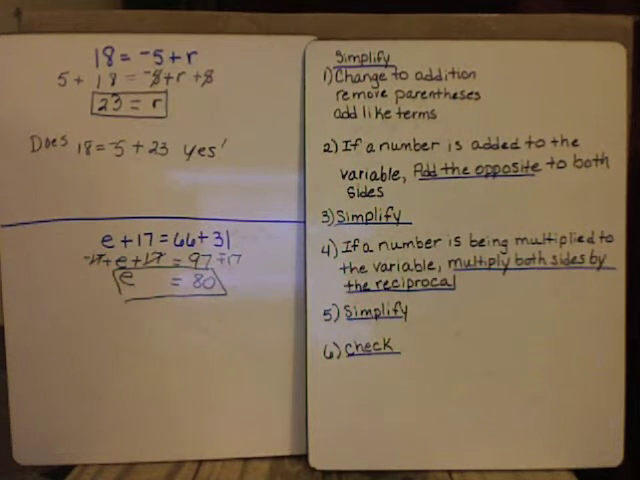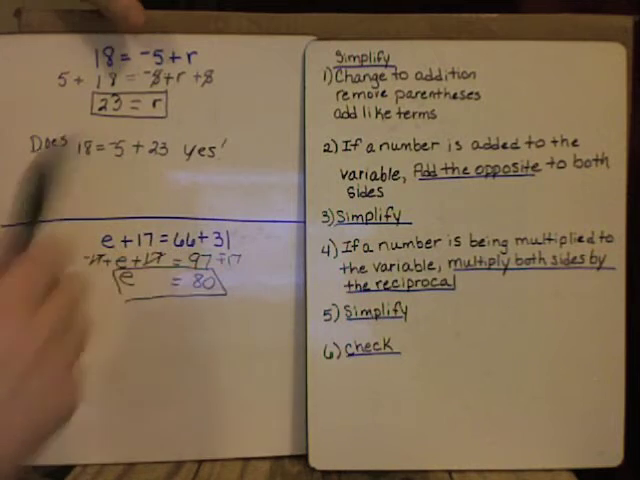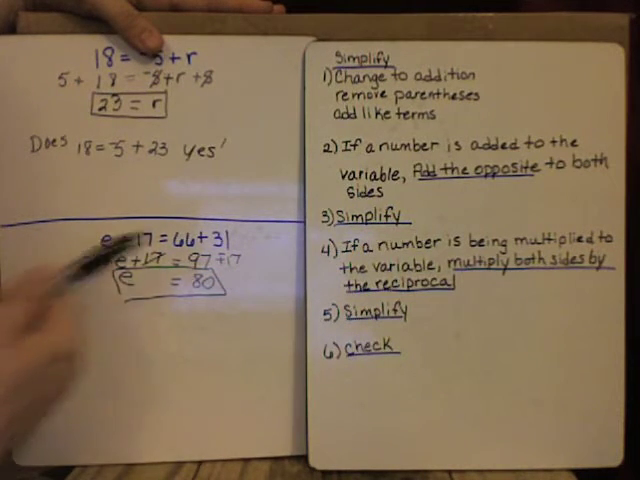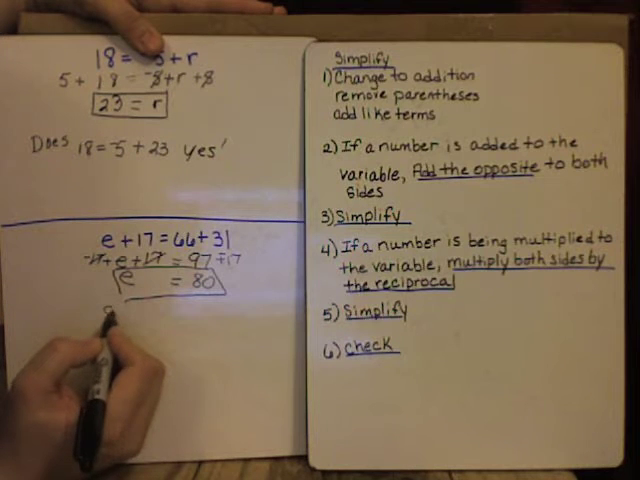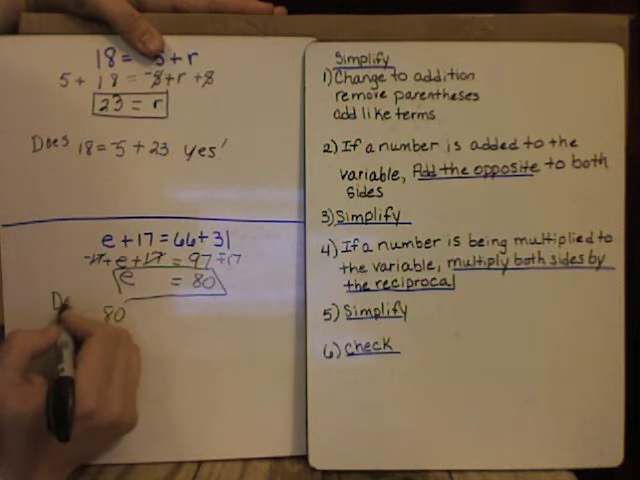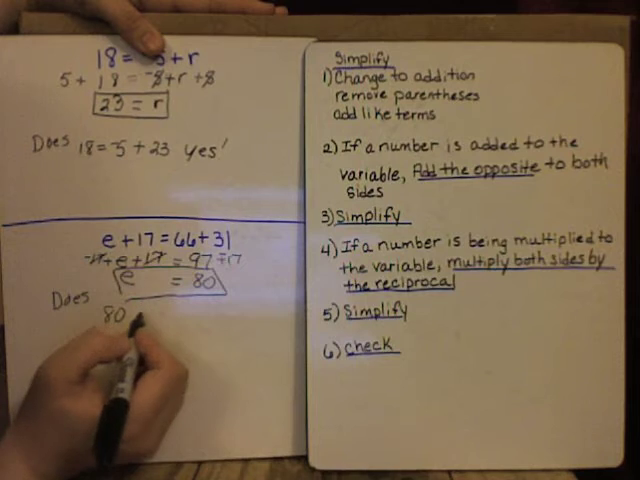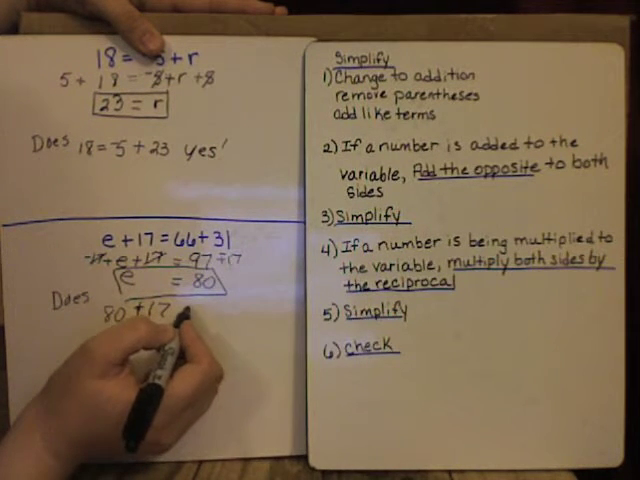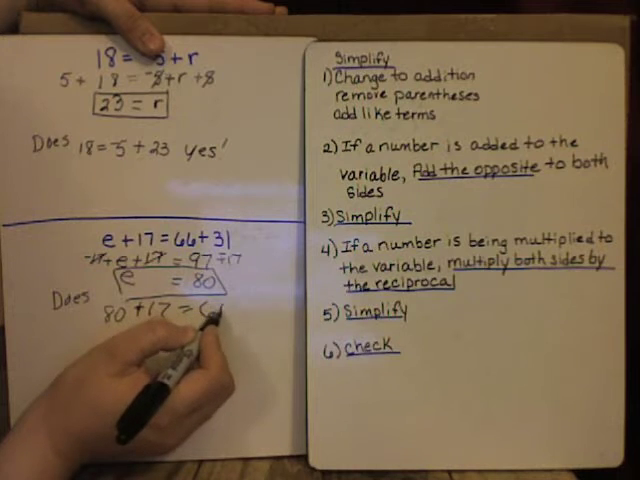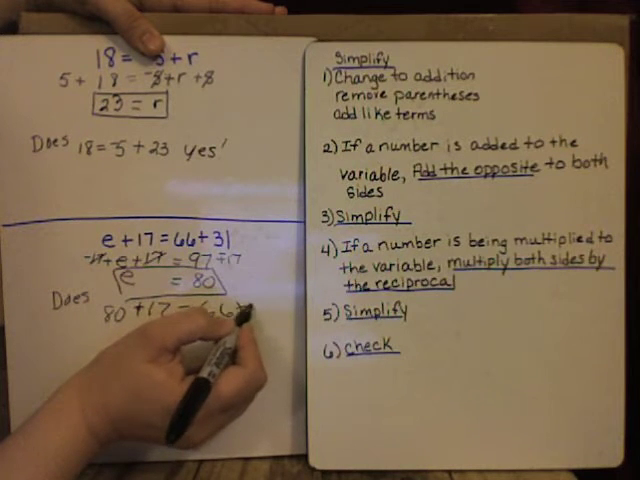Remember, in order to check, we rewrite the original problem, taking out the variable and replacing it with the answer. So we take out the e and replace it with 80. Does 80 plus 17 equal 66 plus 31?